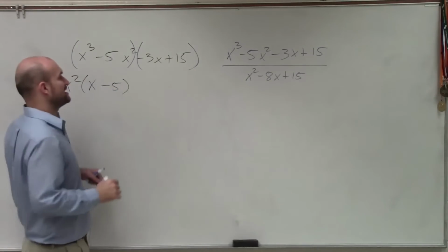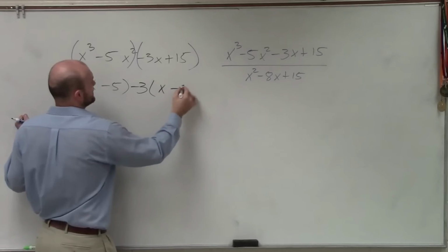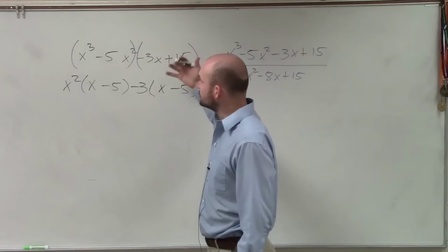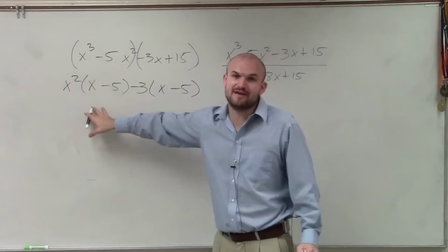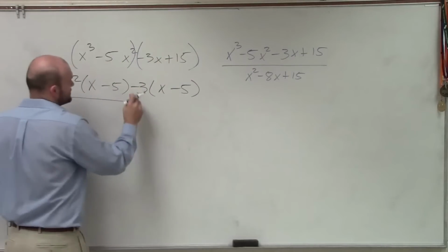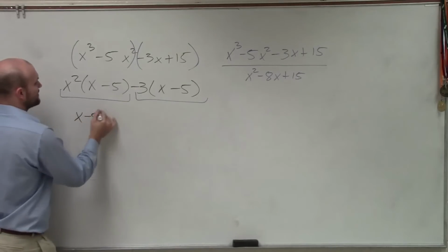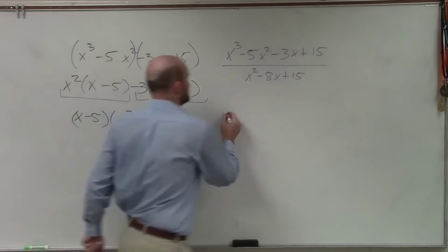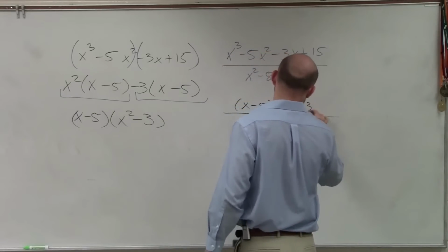Up top, for negative 3x plus 15, I want to factor out another common term, so I can factor out a negative 3. And I'm left with an x minus 5. The important thing when factoring by grouping is that you want to make sure you factor out the same factors, so therefore you have your common factor out here that you can factor out again. Now they're separated by subtraction, and the only thing they have in common is an x minus 5. So when I factor out an x minus 5, I'm left with an x squared minus 3. So now I'm going to rewrite my expression to have x minus 5 times x squared minus 3.